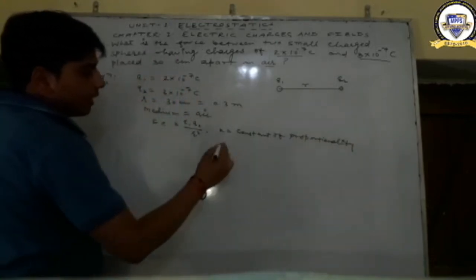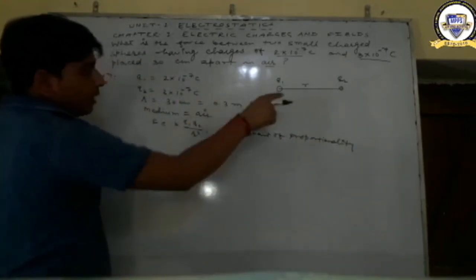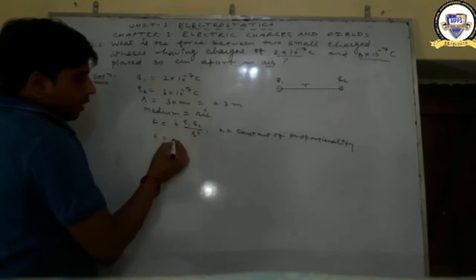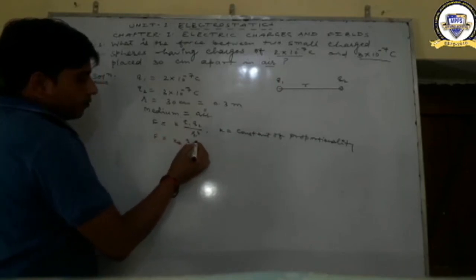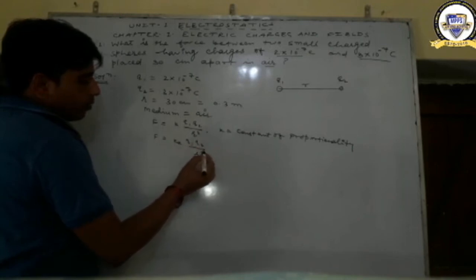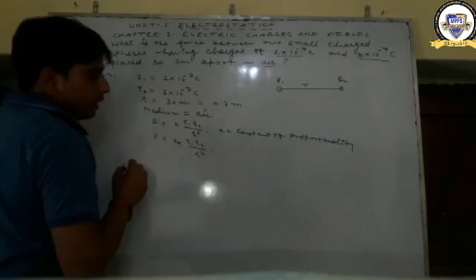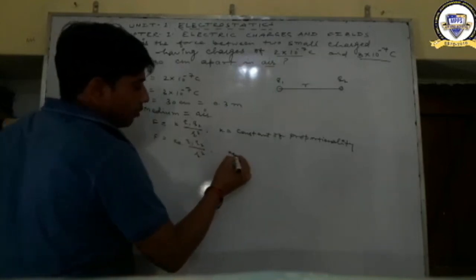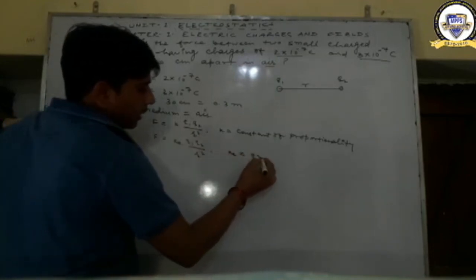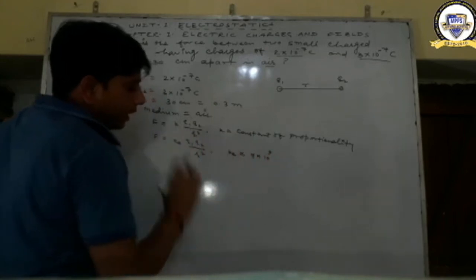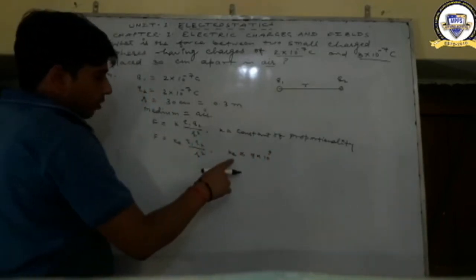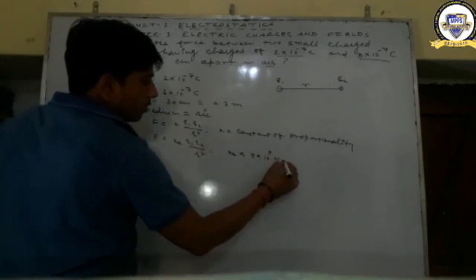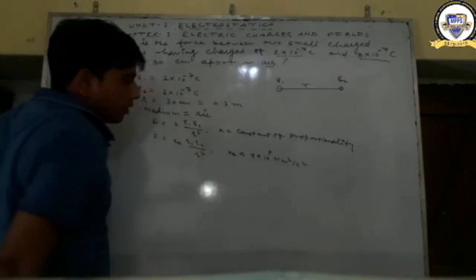In case of air, since the medium is air, we can replace K by Ke, where Ke is the electrostatic constant, or simply Coulomb's constant. You can say it is the permittivity constant, and its value is 9 into 10 to the power 9, and its unit will be Newton meter square per Coulomb square.